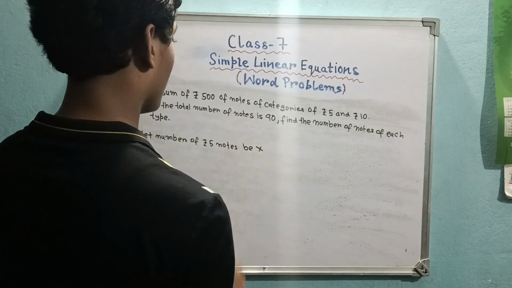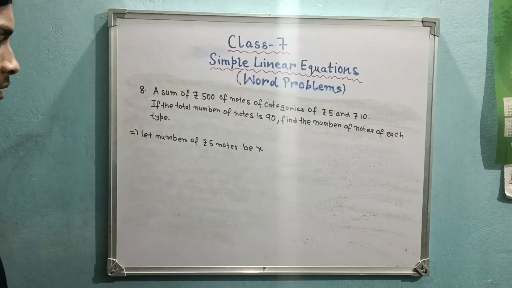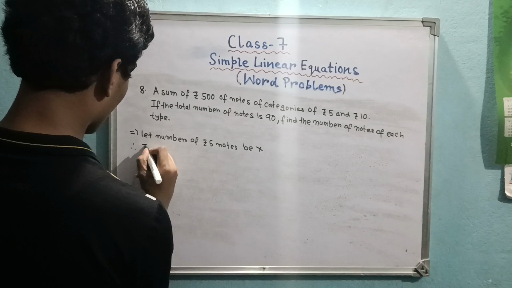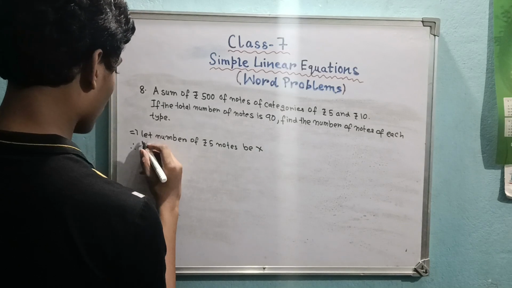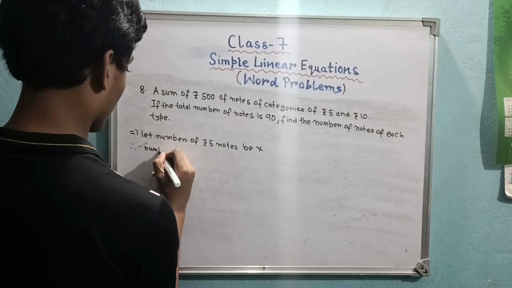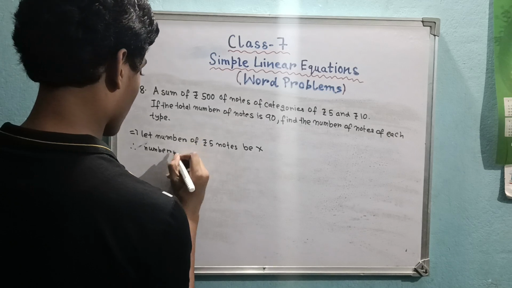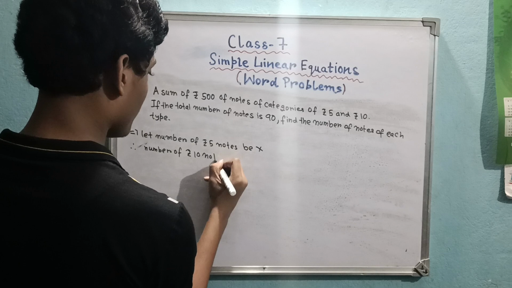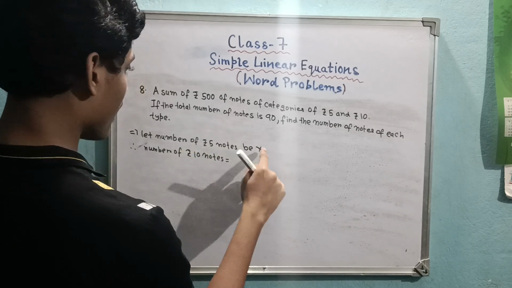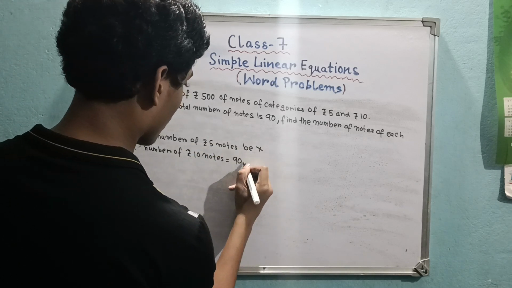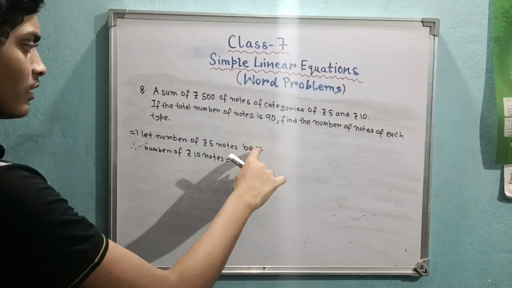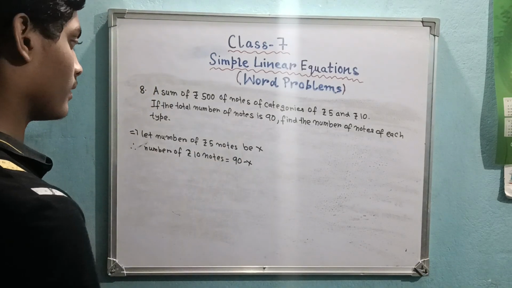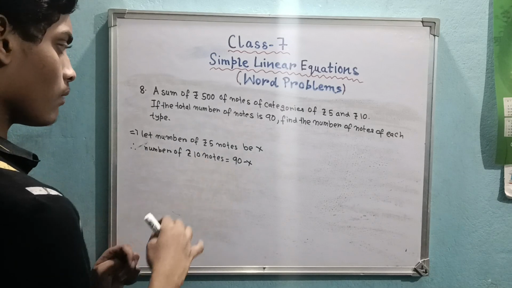Then the total number of notes is 90. So how many rupees 10 notes will be there? The number of rupees 10 notes will be equal to 90 minus x. Because if you add these two, minus x plus x is 0, and we get the value 90. So these are the number of notes.